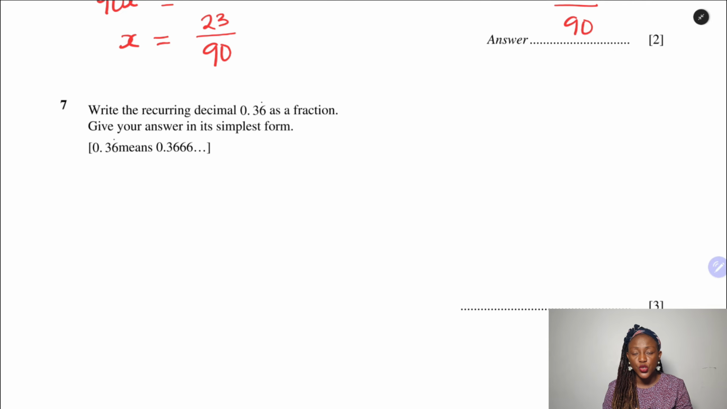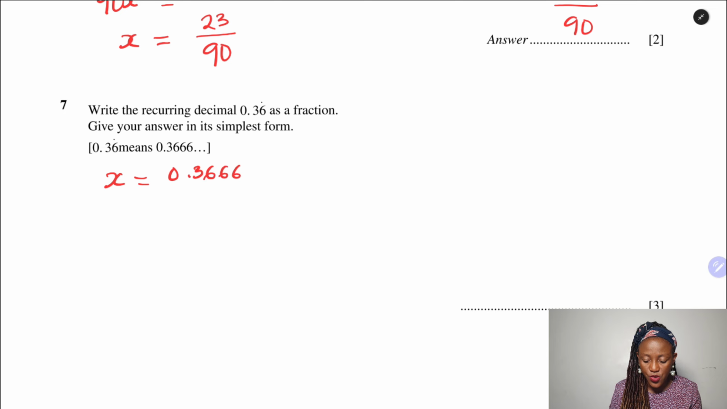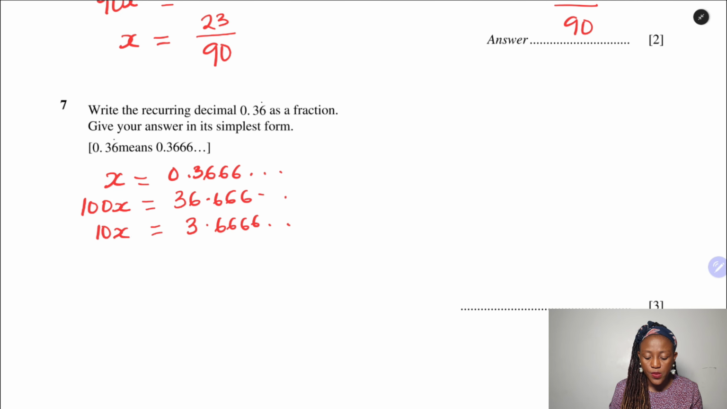All right. So what you need to do is change it to a fraction and then take your fraction to the lowest term. So let's get right into it. Now we say our x is equal to 0.3666 recurring. 100x would be 36.666. 10x will be 3.6666. When we subtract, this is going to give us 90x, and this will give us 33.